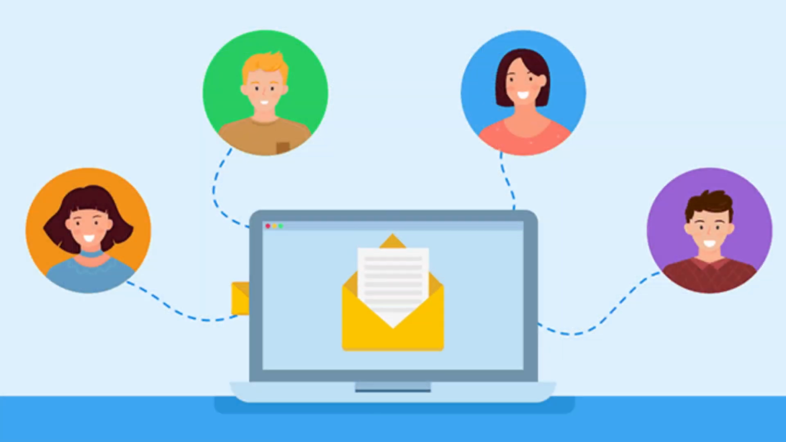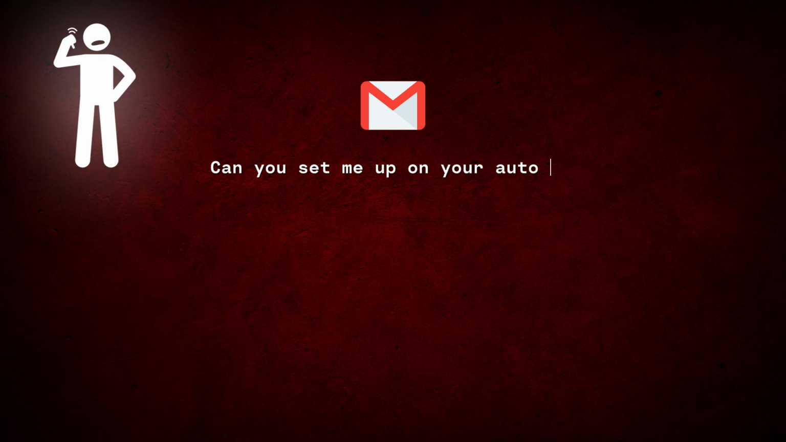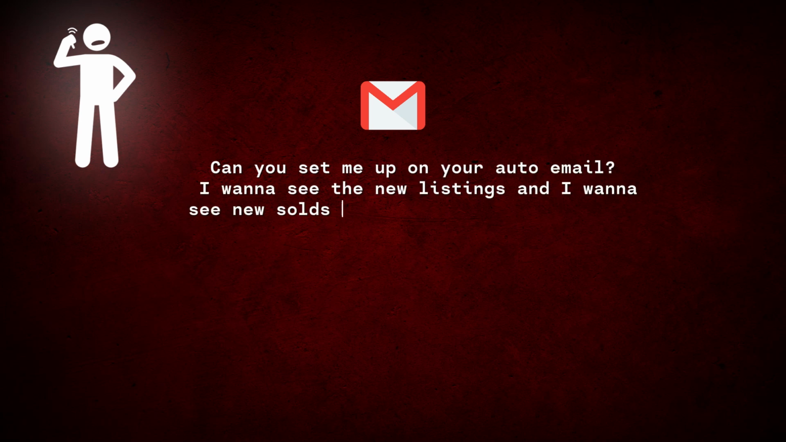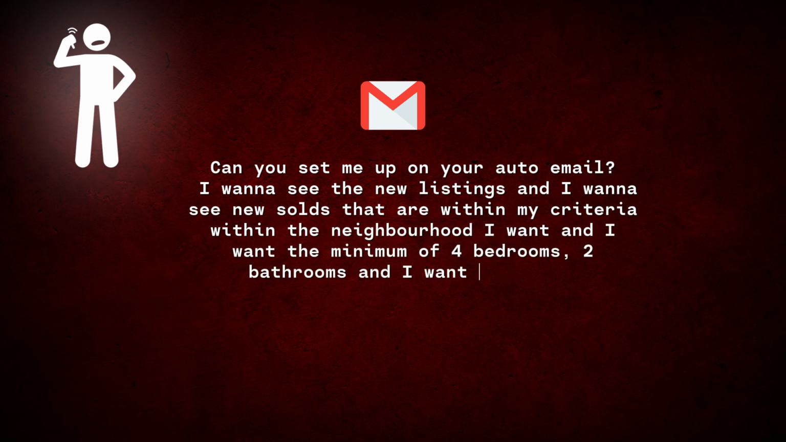So step 3 is offer value in your follow-up. Start to ask questions. See if there's somewhere you can help them out with, and if they aren't interested today, I would highly recommend you offer to set them up on an auto email search. For those that are wondering, this is what I call it, but the auto email search is, for example, if I was to move to your city tomorrow and I reach out to you, I would say, can you set me up on your auto email? I want to see the new listings and I want to see new solds that are within my criteria, within the neighborhood I want, and I want the minimum of 4 bedrooms and 2 bathrooms, and I want a garage. And you could set that up so that when new listings fall within that criteria, it's going to automatically email me.